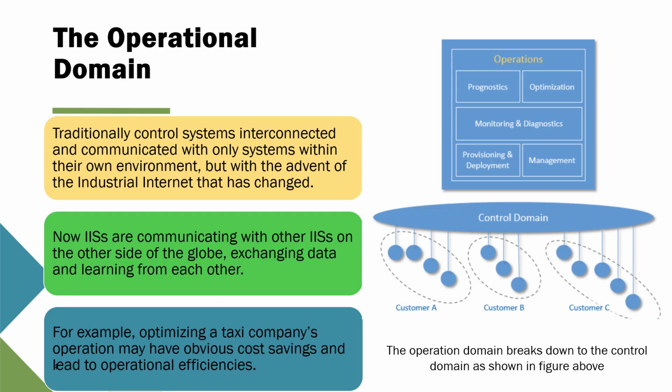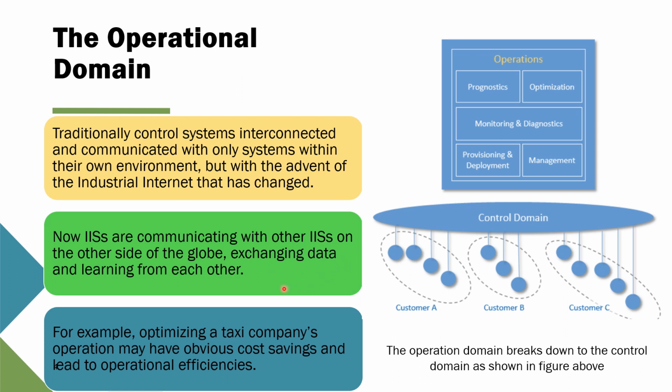So what is the operational domain? Traditionally, we see that a control system will interconnect and communicate only with systems within its own environment, like we saw previously, it is just the device and its own apps. With the advent of the industrial internet, that has changed. Now the IIS are communicating with other IIS on the other side of the globe through the internet, exchanging data and learning from each other. All of this happens through the operational domain.